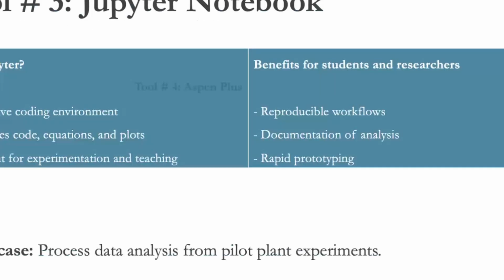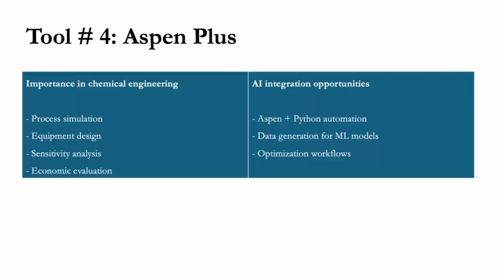Number four and last tool for our discussion today is Aspen Plus, which remains one of the most important industrial tools for chemical engineers. It is mostly used for process simulation, equipment design, sensitivity analysis, and economic evaluations. But now Aspen can also be integrated with Python. This creates exciting opportunities. You can automate simulation runs, generate training datasets, and optimize process conditions using AI models. For example, simulation data from Aspen can be used to train machine learning models for distillation optimization.